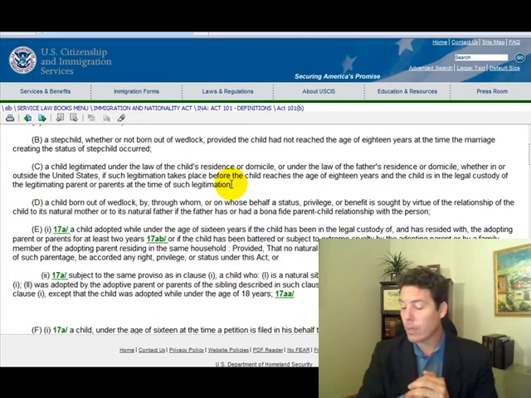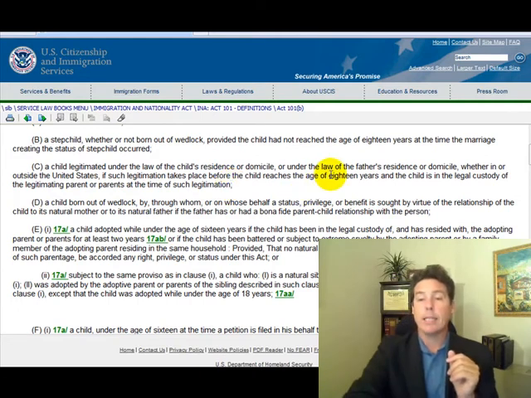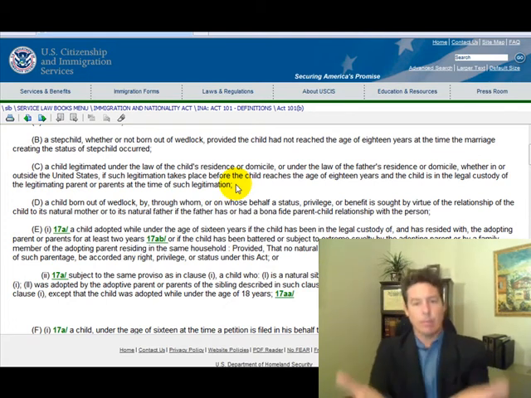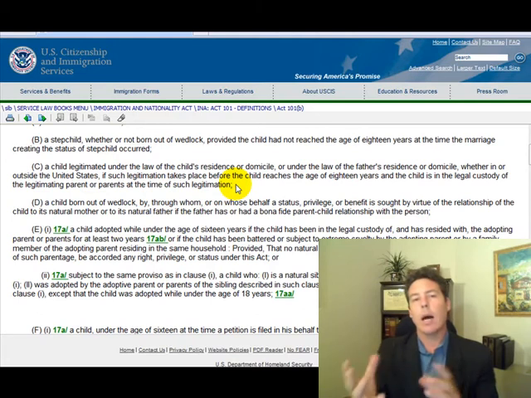And so the legitimation of the child has to happen before 18 years old, and the child is in the legal custody of the legitimating parent or parents at the time of such legitimation. So legal custody does not necessarily mean physical custody. That's why they use legal in there. So that when I go to legitimate the child, the Immigration Service wants there to be a court holding legal custody.